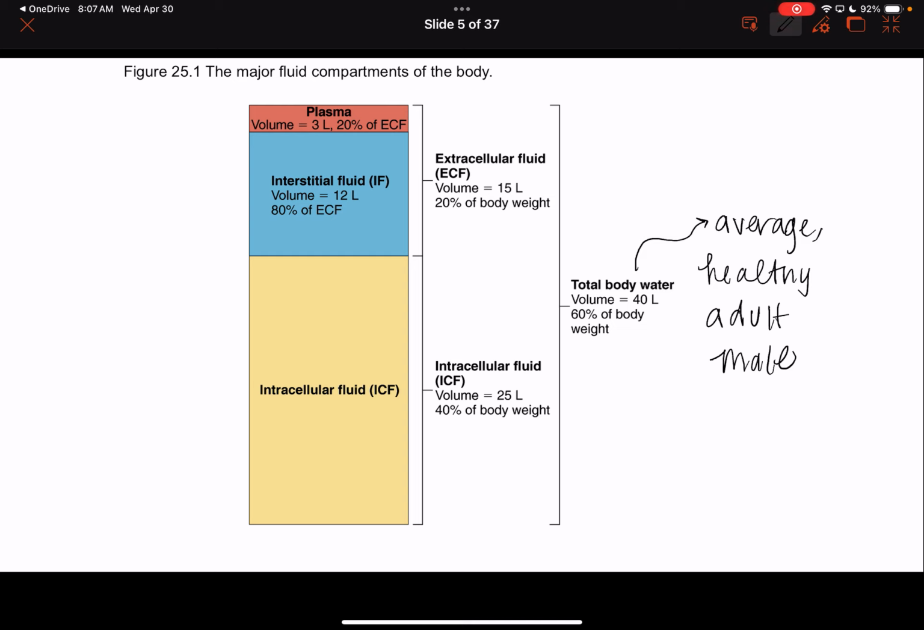And this is average numbers. Obviously if you work out, if you train, you'll have more water because you'll have more skeletal muscle mass. But if you compare the average male to the average female, the male will have more water because more muscle, and females will have less water because they have more fat than muscle. Okay, so the more muscle you have, the more water you're going to be carrying around. Any questions on that? Okay.